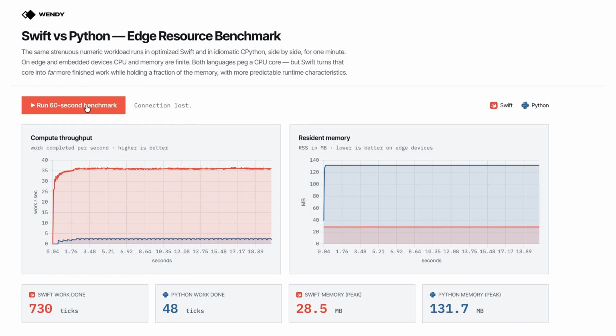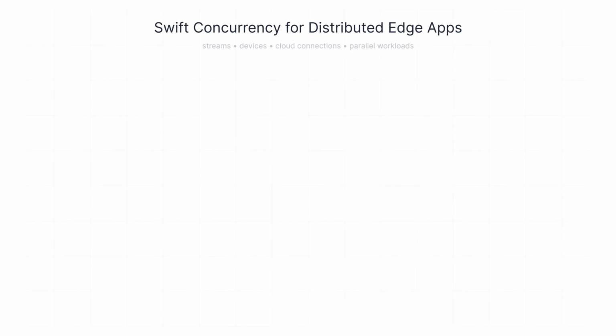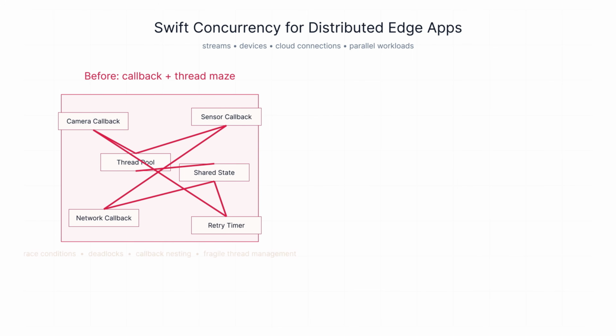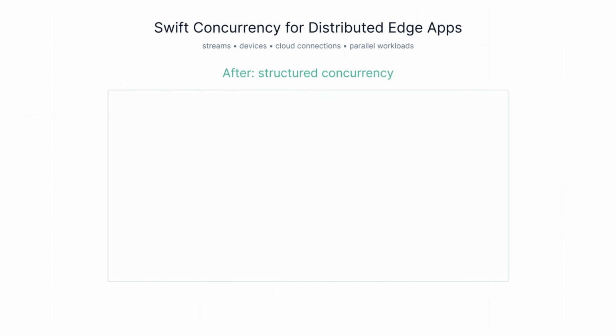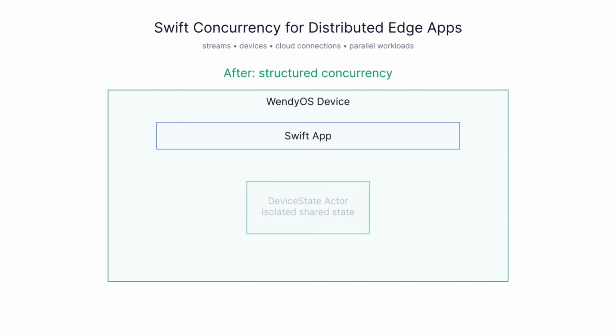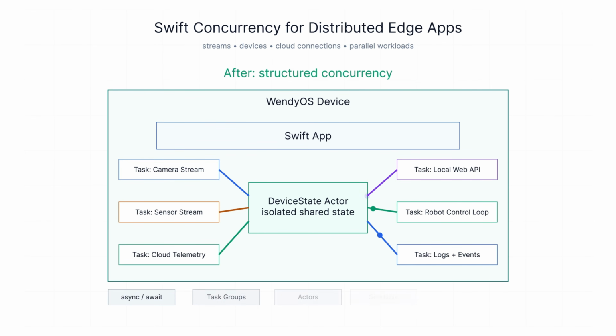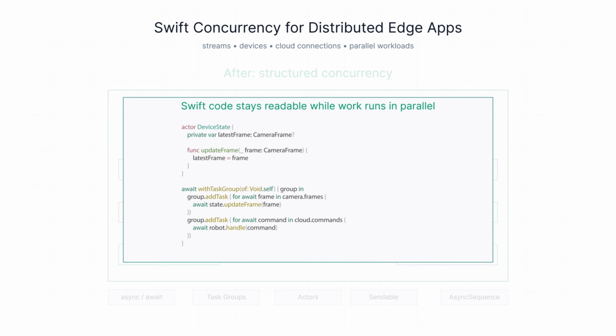single machine. Another area where Swift really shines is networking and distributed systems. Swift's modern concurrency model makes it incredibly powerful for building responsive network applications. Async and await, structured concurrency, actors, and clear data isolation rules make it easier to write software that handles streams, devices, cloud connections, and parallel workloads without becoming a tangled mess of callbacks or fragile thread management.